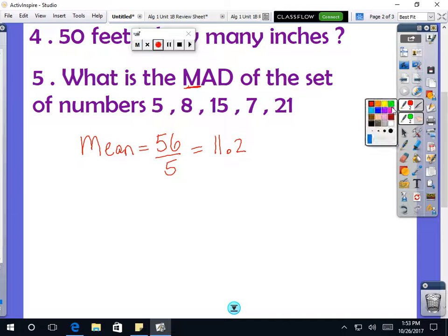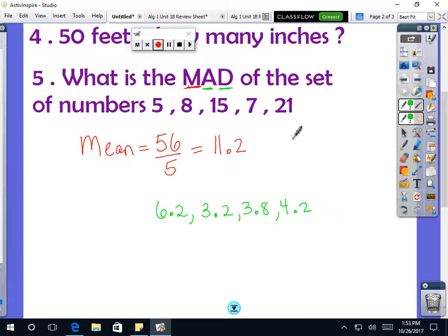Now what do you do? Right, because that's what deviation is. You're finding how far each number deviated from the mean. So what's 11.2 minus 5? What about 11.2 minus 8? 11.2 minus 15. And it would be negative, right? But because it's absolute, we make it positive 3.8. What about 11.2 minus 7? 4.2. And then what about 11.2 minus 21?